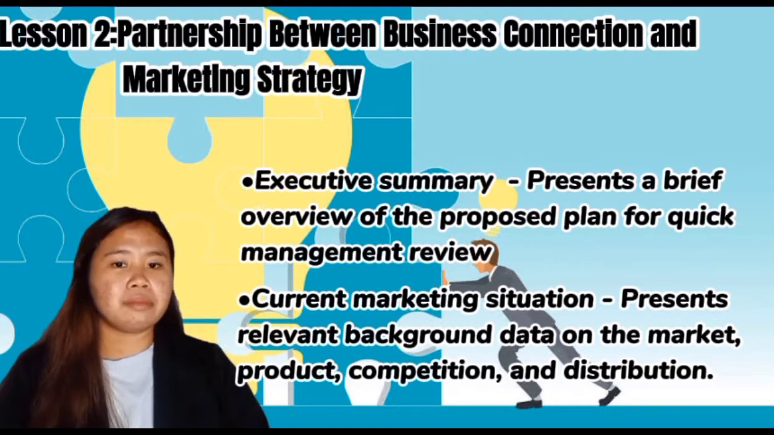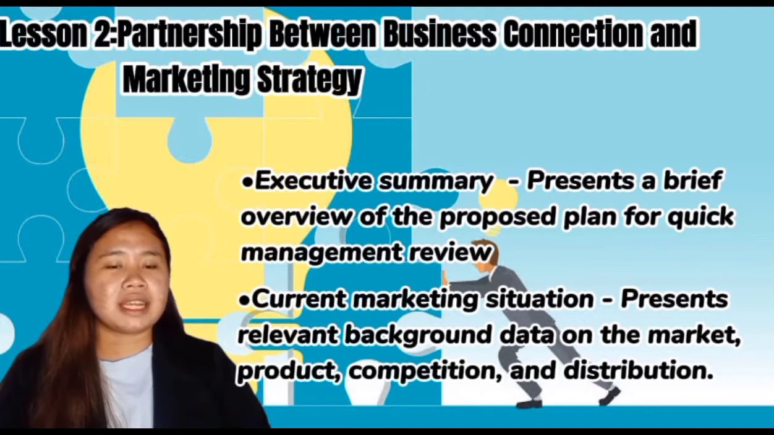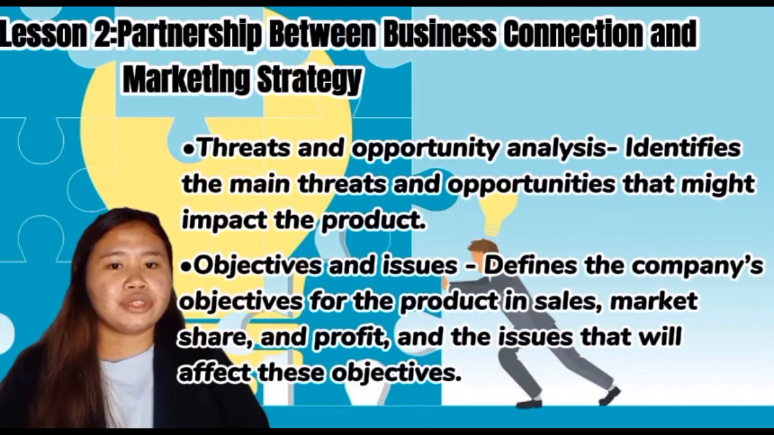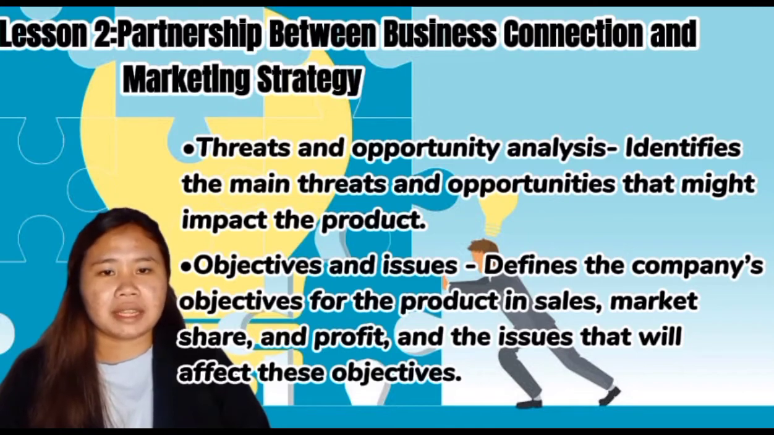Present a brief overview of the proposed plan for quick management review. Current marketing situation: present relevant background data on the market, product, competition, and distribution. Threats and opportunity analysis: identifies the main threats and opportunities that might impact the product. Objectives and issues: defines the company objectives for the product in sales, market share, and profit, and the issues that will affect these objectives.